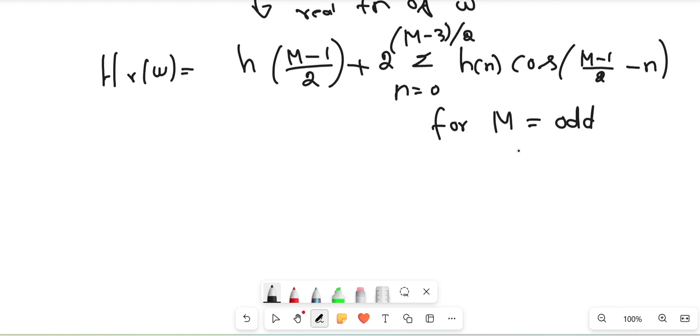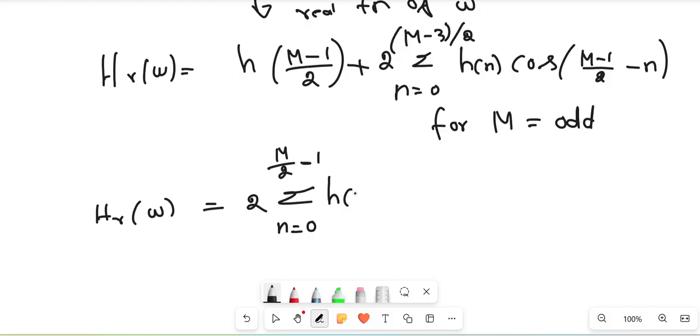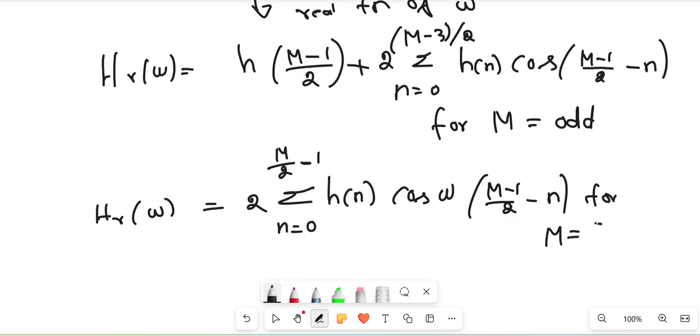Okay, this is for M equal to odd. For M equal to even, this Hr of omega, the real function, is equal to 2 into the summation of n equal to 0 to M by 2 minus 1 of h of n cos omega ((M minus 1) by 2 minus n). This is for M equal to even.